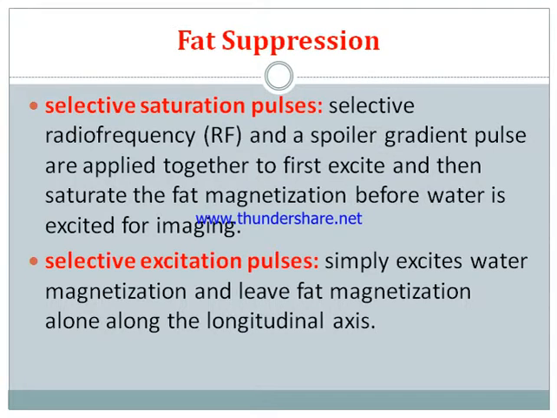Some fat separation techniques use the chemical shift property as well, like selective saturation and selective excitation. In selective saturation, first excite and saturate the fat magnetization before water is excited for imaging. However, in selective excitation pulses, we simply excite water magnetization and leave fat magnetization alone. But these two approaches are sensitive to field inhomogeneity.